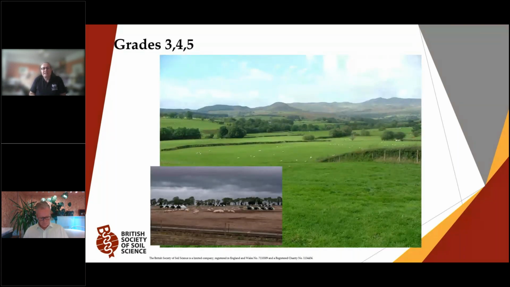Here you can see, particularly in the main picture, probably grade 3 land in the foreground, moving into the hills in the distance where you'd be into grade 4 and grade 5. The smaller picture of pigs in the east of England is also on relatively poor land. You wouldn't have the versatility there, which is the key issue with the agricultural land classification system.